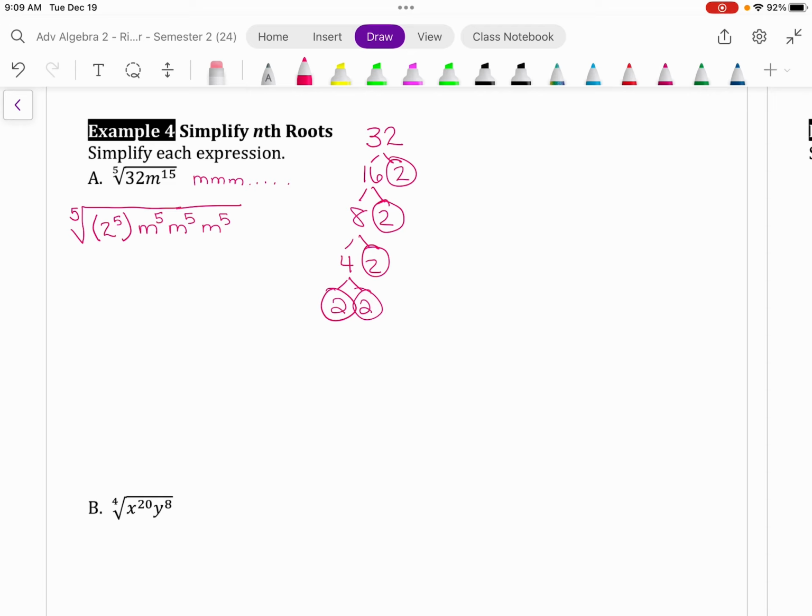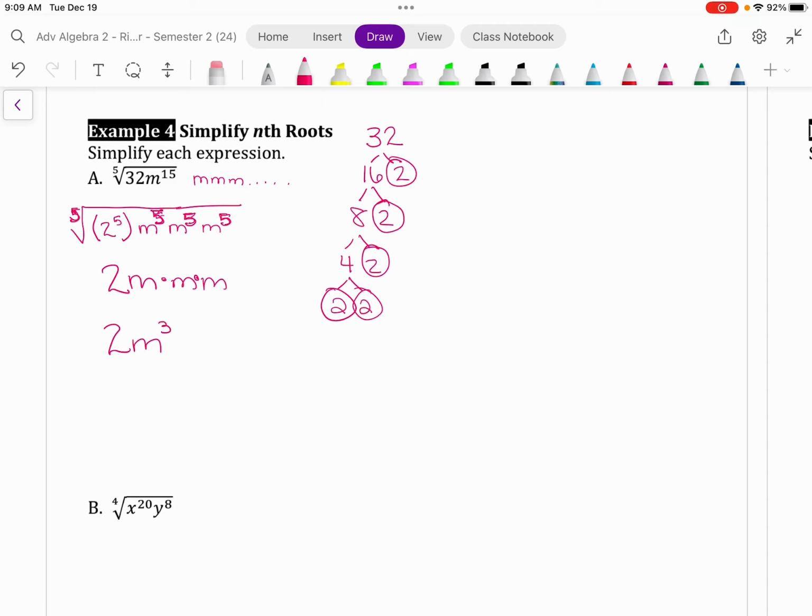Okay. So now I can simplify pretty easy. The 5th root and the 5th power cancel, so I have 2. The 5th root and the 5th power here cancel, so I have an m. The 5th root and the 5 here cancel, so I have another m. The 5th root here and here cancel, so I have an m. So now I have 3 of the m's. So my final answer there is 2m cubed.